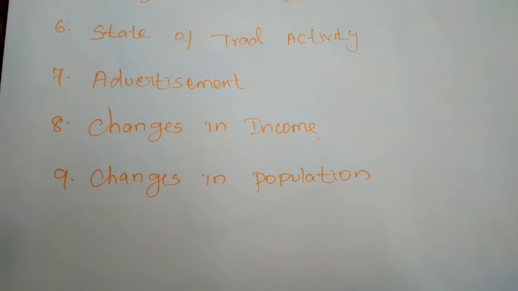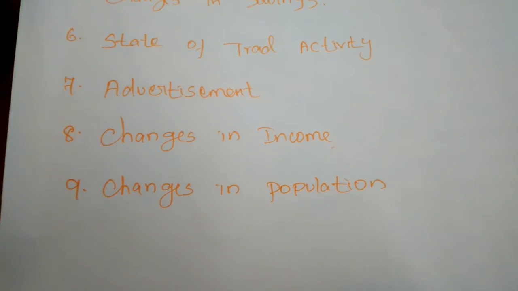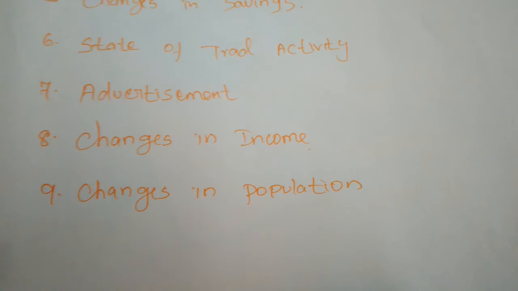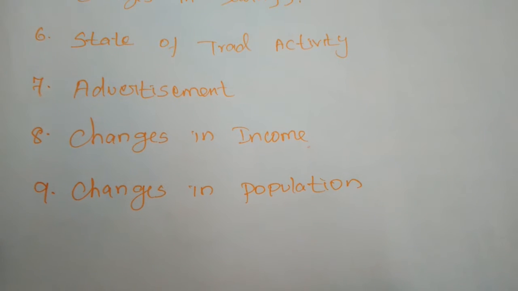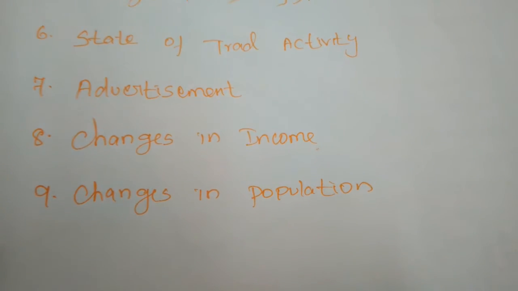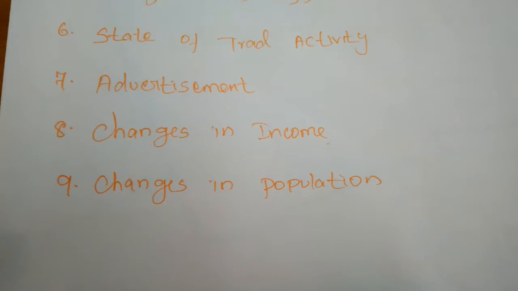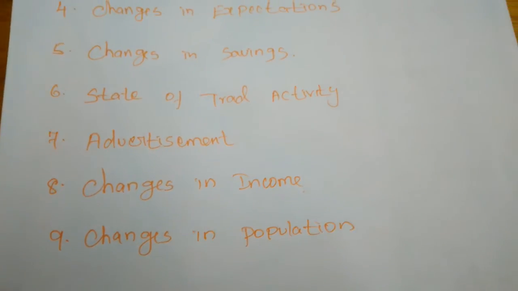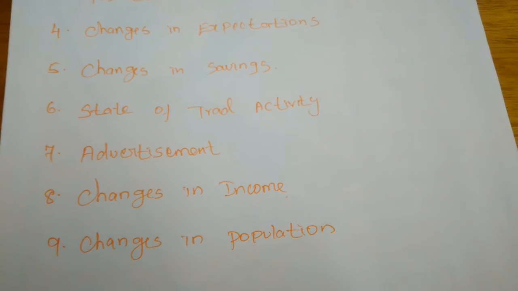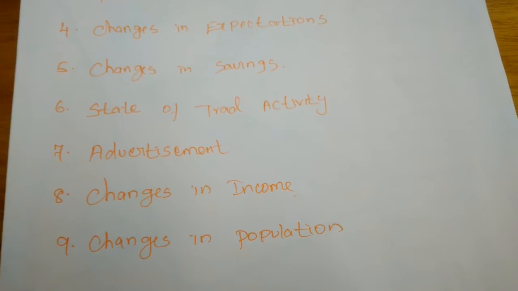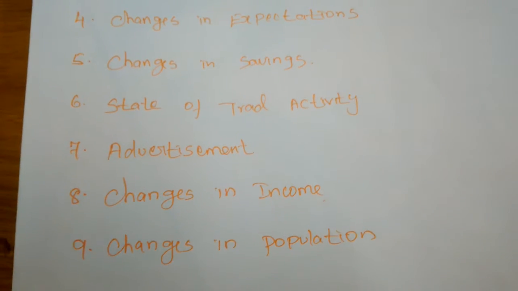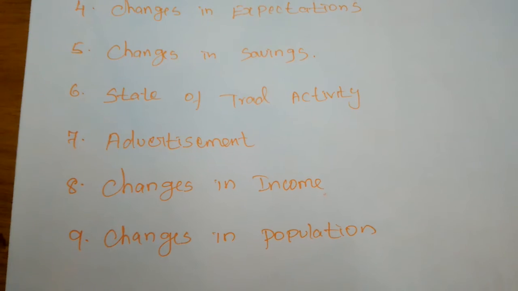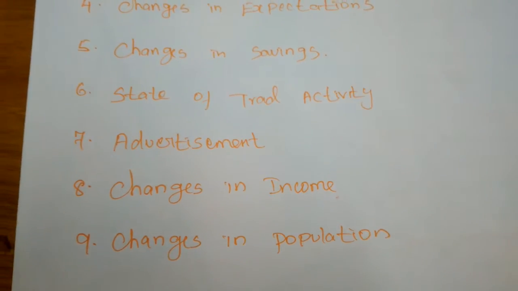Next, changes in income. This is a normal, basic determinant. Normally, when the income of the people increases, they will want to consume more commodities. So on the basis of changes in income, the demand will also increase. If our income increases, we will get the desire and be able to purchase many commodities, right? So income is also one of the reasons for determining demand. Changes in income are also one of the determinants.